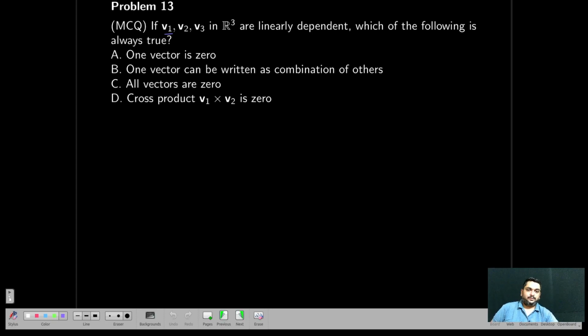Next, if V1, V2, V3 in R cube are linearly dependent, which of the following is always true? R cube means the dimension is 3. Is one vector 0? No, we cannot say it. One vector can be written as a combination of others? Yes, linearly dependent means at least one vector can be written as a combination of others. This is true. All vectors are 0? No. Cross product of V1, V2 is 0? No, need not be.